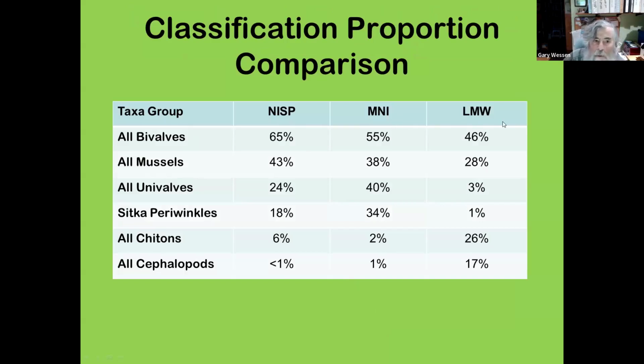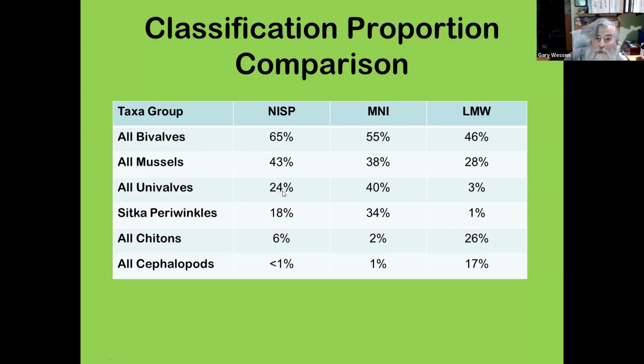the NISP proportion, the MNI proportion, and the live meat weight proportion. And so for all bivalves, 65% of all pieces, 55% of all animals, but only about 46% of all meat represented. Same thing with mussels, which are the biggest constituent in the bivalves, 43%, 38%, 28%, dropping.